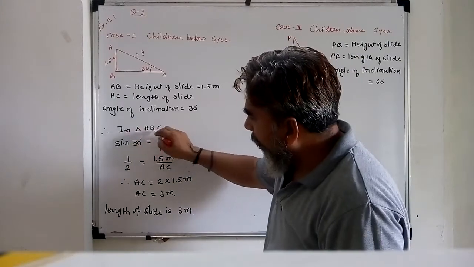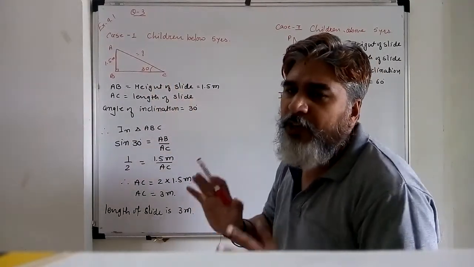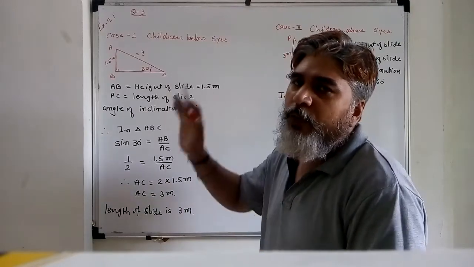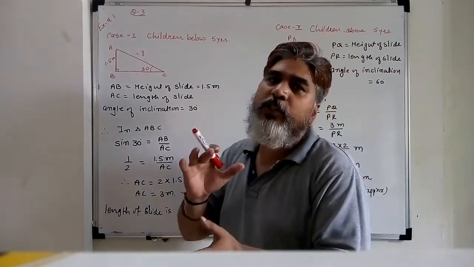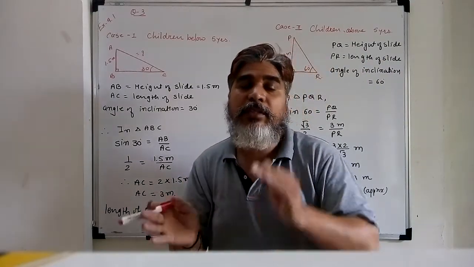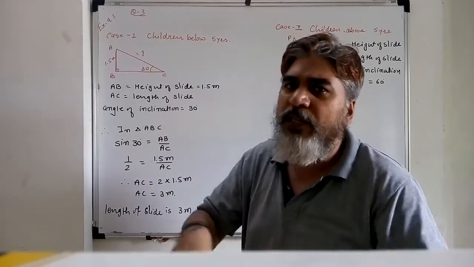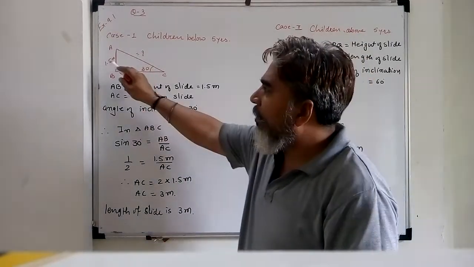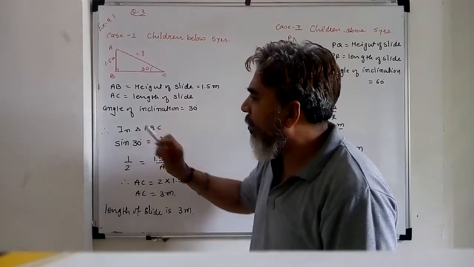So in triangle ABC, sine 30 degrees. Why am I using sine here? Because you are given the opposite side and you want to find the hypotenuse. So the trigonometric ratio to use is the one in which the given side and the side you want to find are both involved. Here the opposite side is given and you want to find the hypotenuse. That's why I am using sine here.